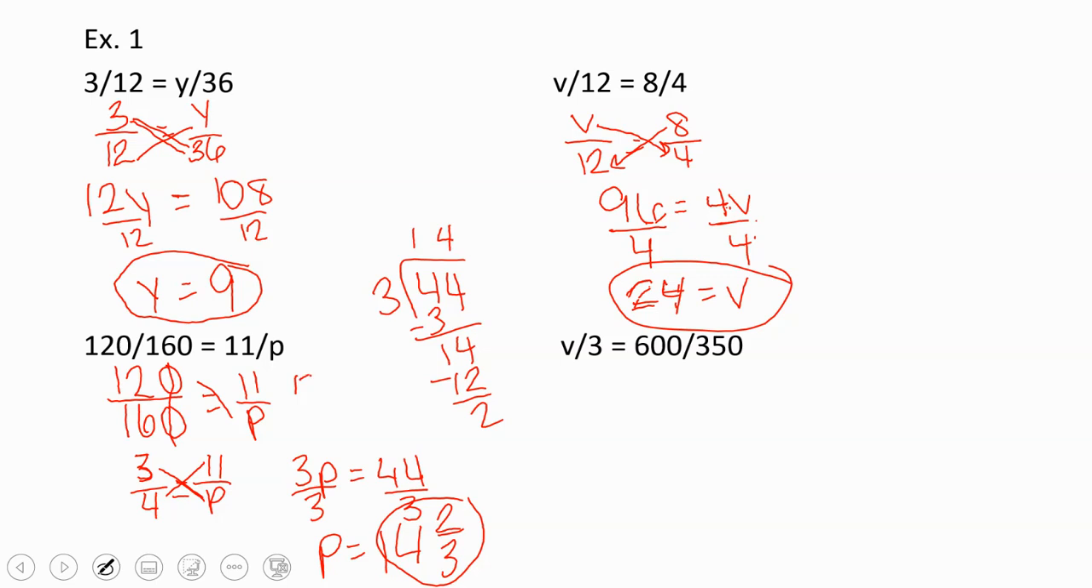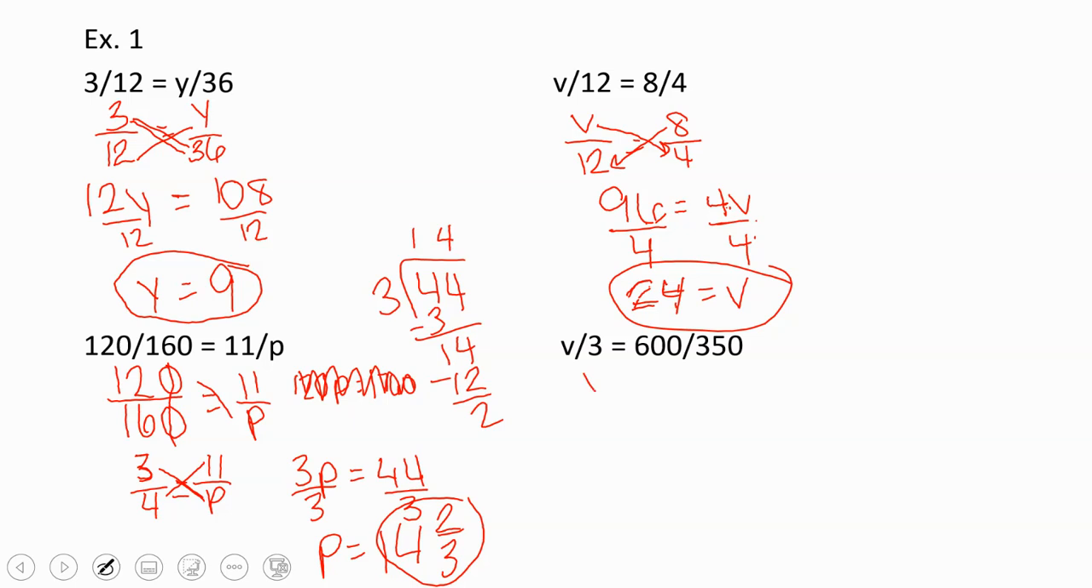You would have got 120p. And 160 times 11 is 1760. And you would have had to divide both sides by 120. Like I said, you can do it that way. It's just going to be bigger numbers. It's going to be a little bit more difficult multiplication and division. Totally fine, you'll get the same answer. You'll still get 14 2/3 once you simplify it. It's totally up to you.